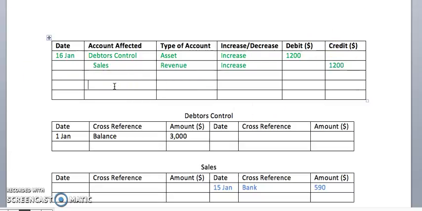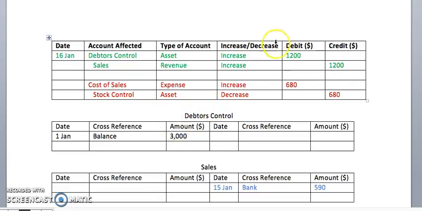The other half of this one is going to be exactly the same. It's the amount that it cost us to make the sale. So cost of sales, which is an expense, increasing, and the cost of this was 680. The other side of this one, our stock is going down because we are giving away stock. We are selling stock. Asset, decrease. To decrease an asset, it is $680 in the credit side.